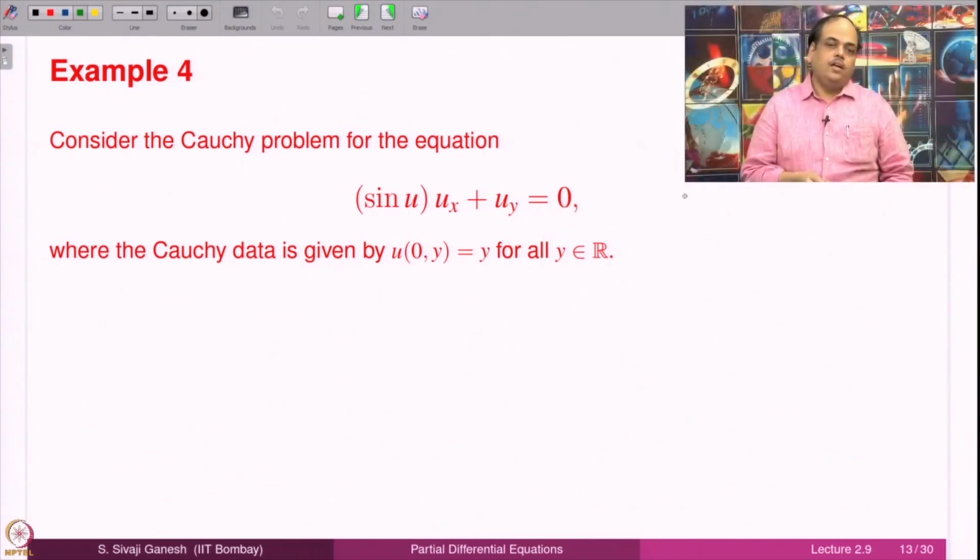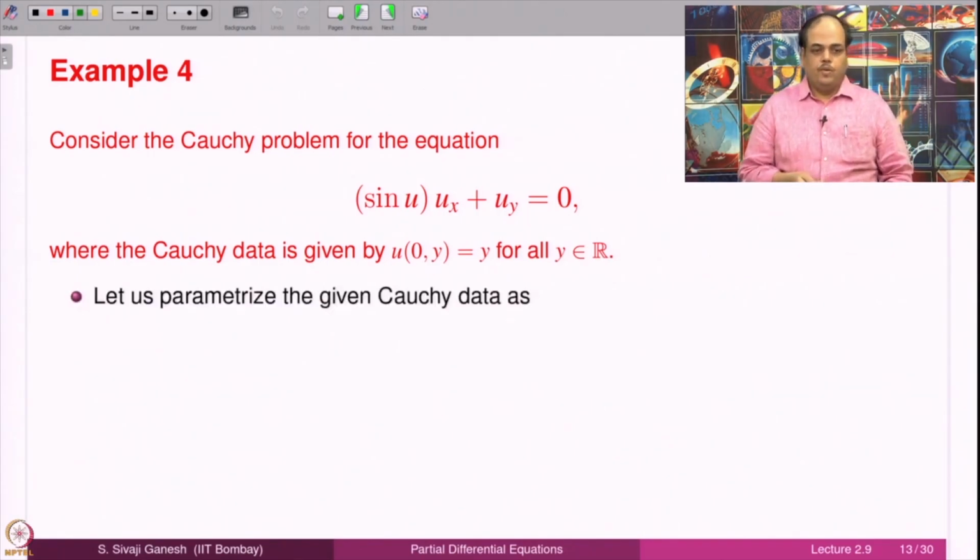to 0. Here a is sin u, and if a is 0, b should be non-zero, but b is always 1. So a square plus b square is non-zero, fine. Cauchy data given is u(0, y) equal to y for all y in R. Let us solve.